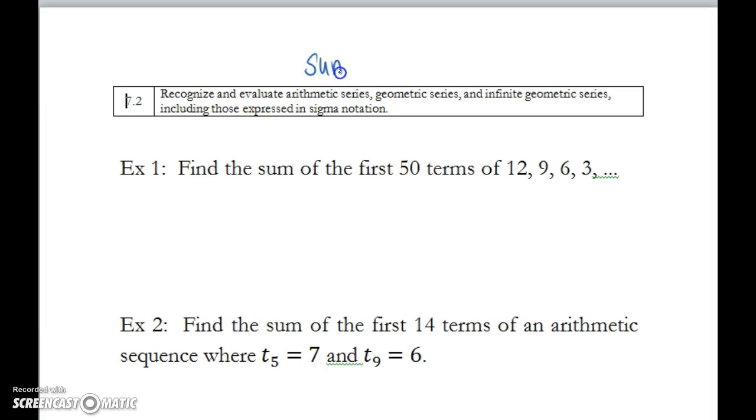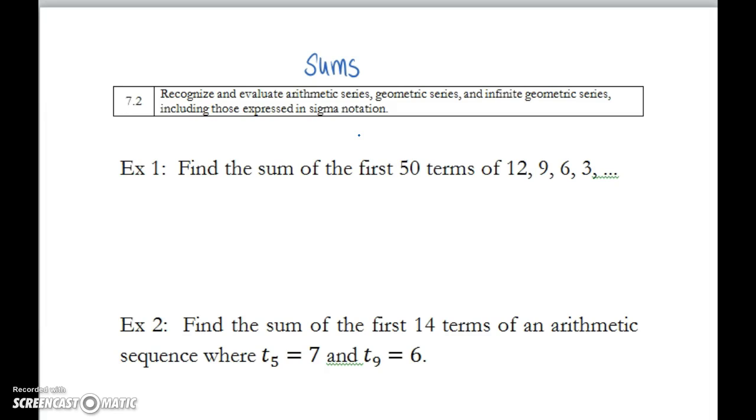And I've divided our standard 7.2 into two parts. The first part is arithmetic sums, and the second part is geometric sums. So this first video is on arithmetic sums, or arithmetic series, and you can find a second video on my website for geometric series. Let's look through our examples.